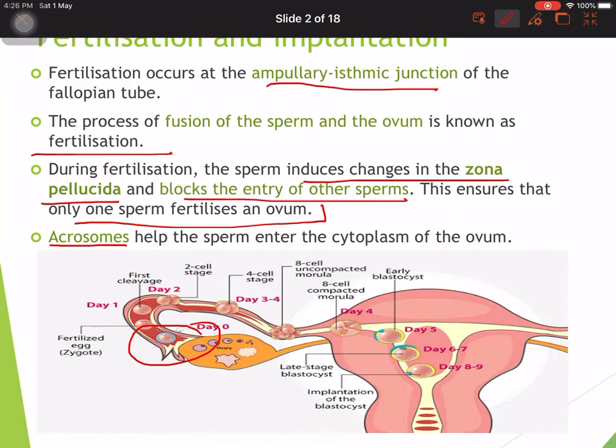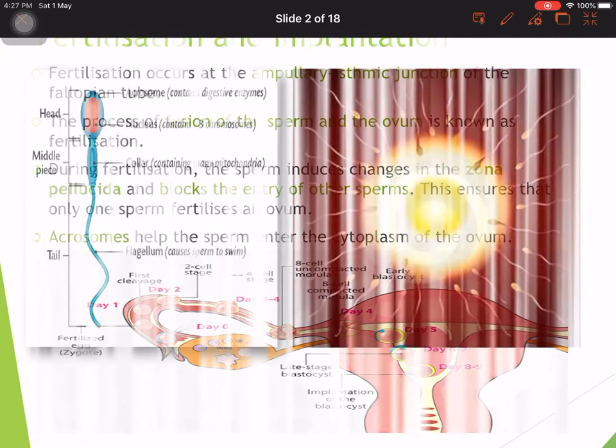So this figure will help you to understand how the different things are occurring after the fertilization. That means day 1, first cleavage, then day 2 is the second cell stage, 3 to 4 days the fourth cell stage, then the 8 cell stage, then the morula on day 4, then the blastocyst on day 6, and the implantation will take place on day 8 to 9. So these things you have to remember, and it will help you to do so many questions.